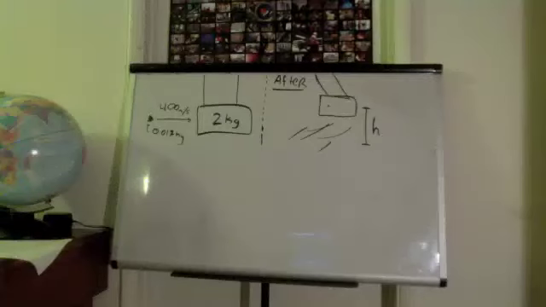A 0.017 kilogram bullet is fired at 4 meters per second into the 2 kilogram wooden block of a ballistic pendulum. After that collision, they swing upward to a certain height h. Momentum and energy are conserved.